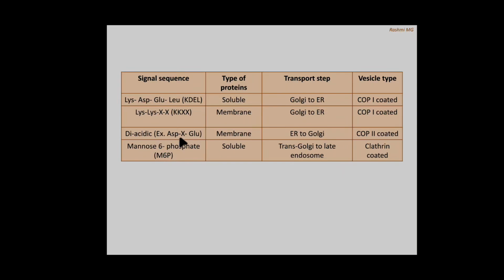Diacid, which has asparagine glue, is a type of membrane protein which transports from ER to Golgi with the help of COP2 coated transport vesicles. Mannose 6-phosphate, M6P, is a soluble protein which is destined to lysosome from trans-Golgi to late endosome. The vesicle type is clathrin coated.